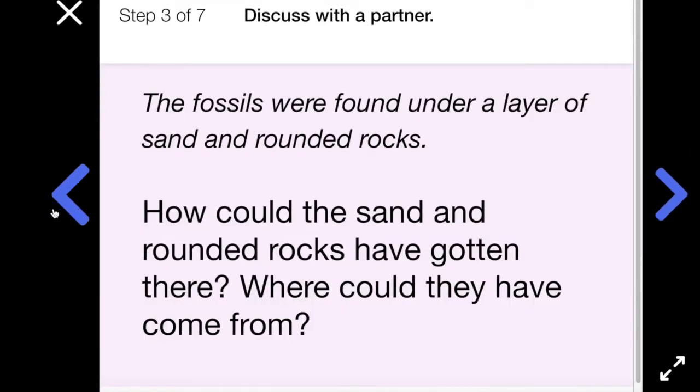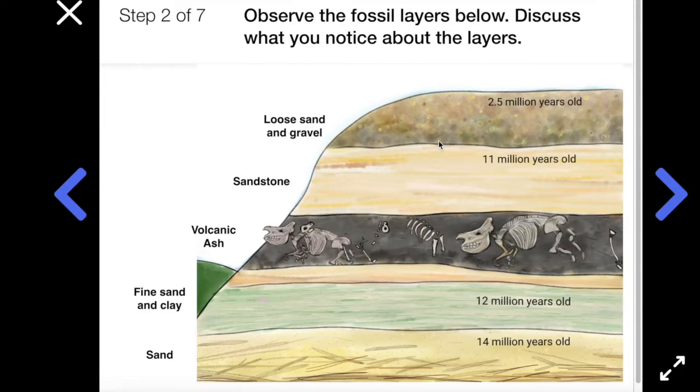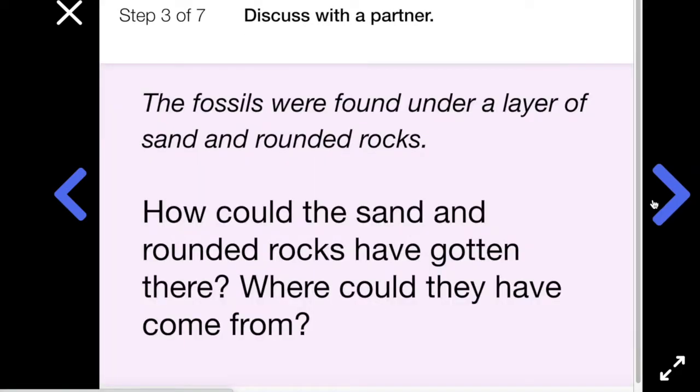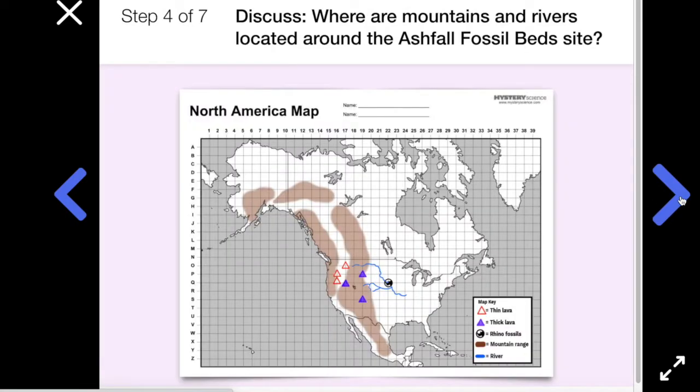Now, we saw that the fossils were found underneath a layer of sand and rounded rocks. See, here's the sand and gravel, and sandstone is a type of stone that's made out of sand. So how could the sand and the rounded rocks have gotten there? Where could they have come from? You might be making connections to the mystery we did last week. Let's use what we learned from that.